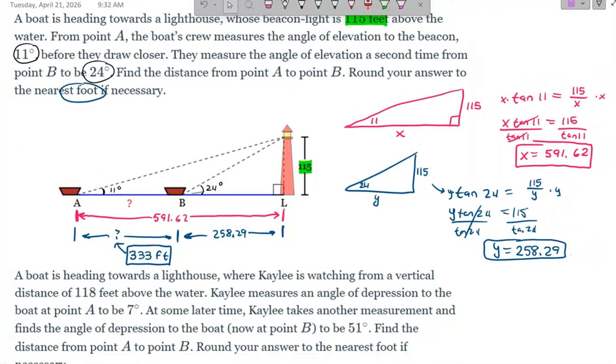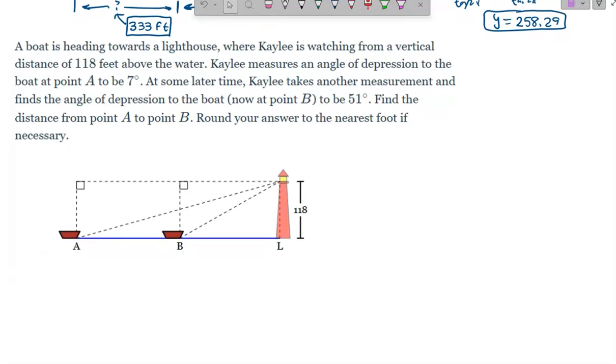Now, this isn't the only variation of this problem you're going to get presented with, because from this perspective, we were looking from the boat, looking up to the lighthouse. But what if we were in the lighthouse? Could we do the same thing? And so let's look at one final question here in this video.